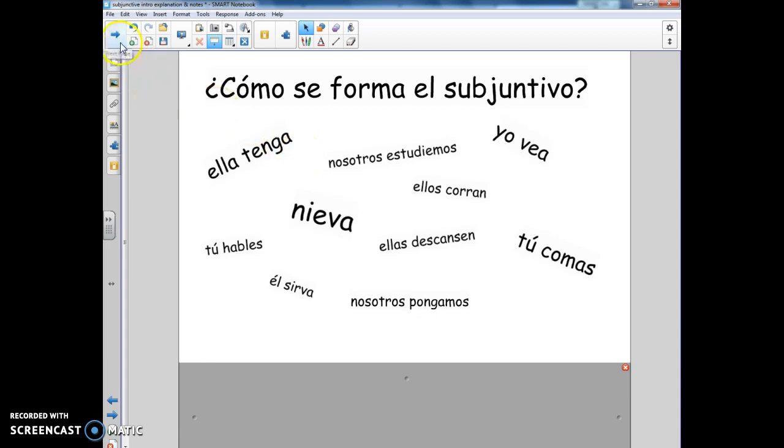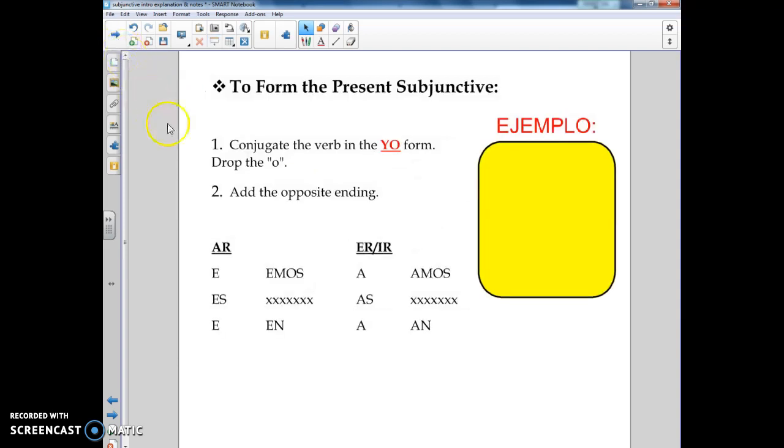Okay, so let's take a look at the steps. How are we going to form this? Your first step to forming the present subjunctive is to conjugate the verb in the yo form of the present tense. We should add that into your notes. Conjugate the verb into the yo form of the present tense. And I think in your notes you have 3 steps. So step 2 would be drop the o from the yo form. And then step 3, add the opposite ending.